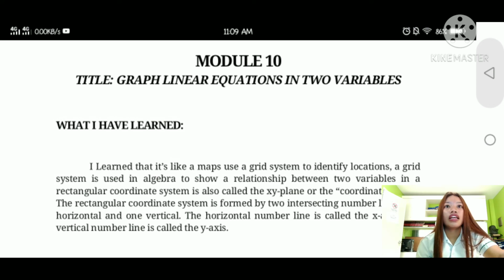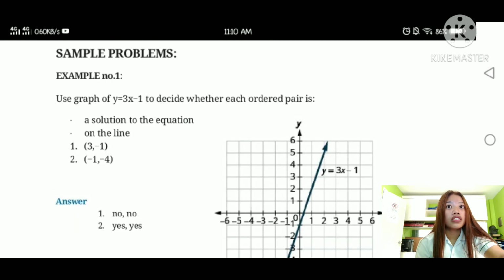I learned that it's like a map. You use a grid system to identify locations. A grid system is used in algebra to show a relationship between two variables in a rectangle. The coordinate system is also called the XY plane or the coordinate plane. The rectangular coordinate system is formed by two intersecting number lines, one horizontal and one vertical. So the horizontal is like that, and the vertical is like that. The horizontal number line is called the x-axis, and the vertical number line is called the y-axis. I have sample problems here.